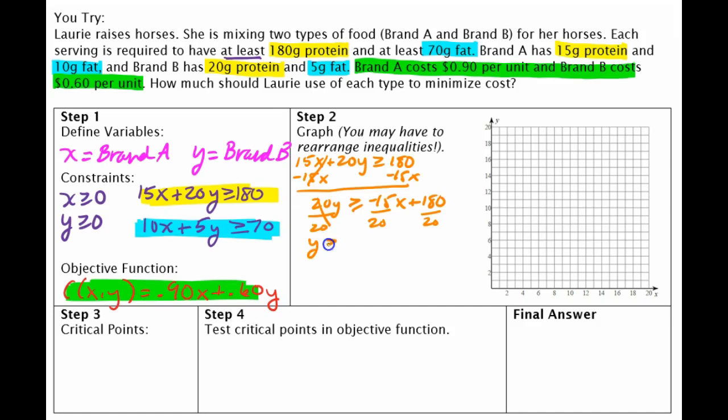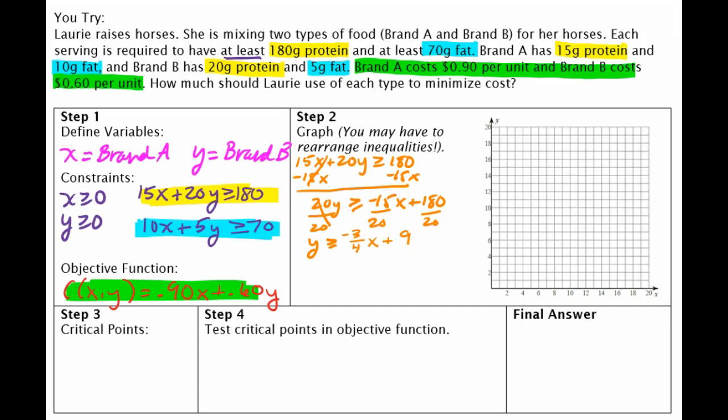So I have y is greater than or equal to negative 15 over 20. It doesn't reduce to a whole number or to 1/2 or anything, but it does reduce. I can divide both of those numbers by 5, so it would reduce to negative 3 over 4. And then 180 divided by 20 is 9. So that's going to be my first inequality that I graph in orange.